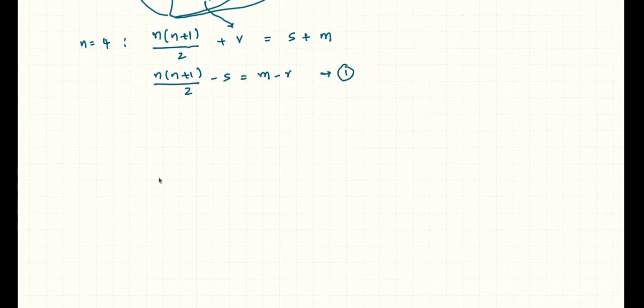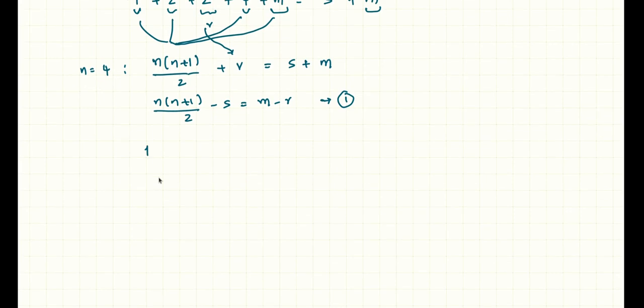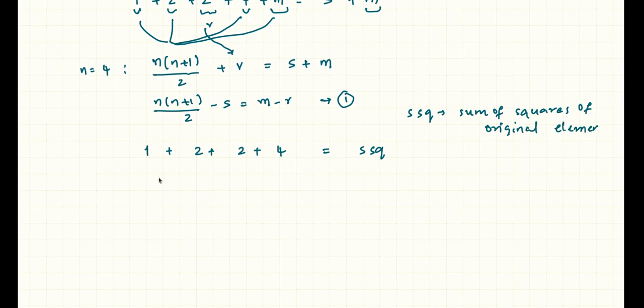Let's also consider the square of the elements. We have 1, 2, 2, 4, which will be the sum of the squares of the elements. Let's call it ssq, sum of squares. ssq is basically the sum of squares of the original elements. This is the repeating number, right?